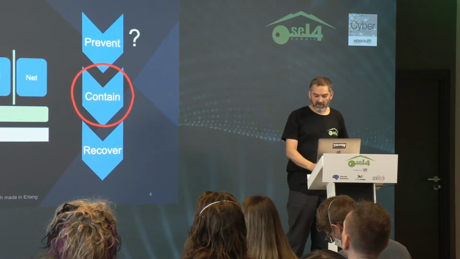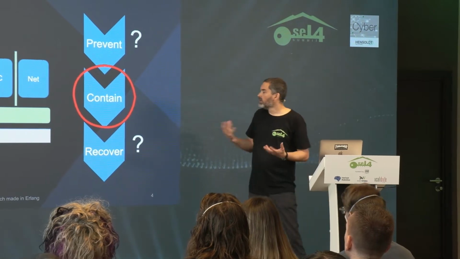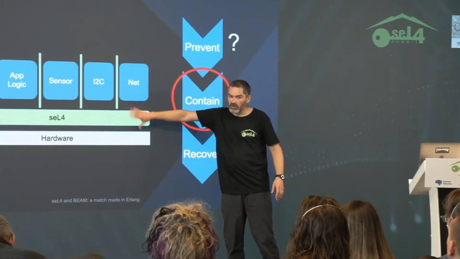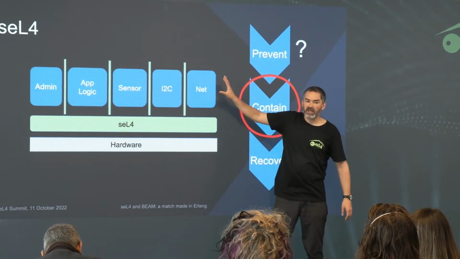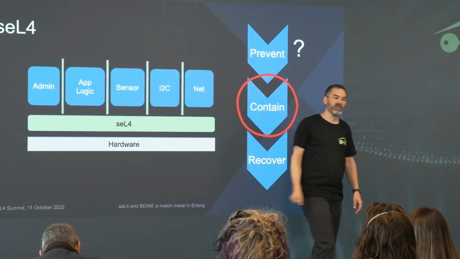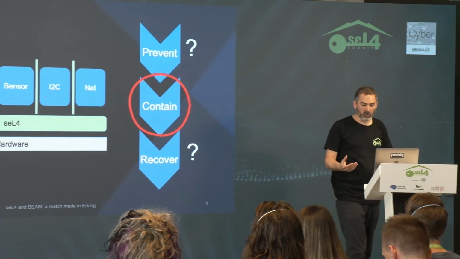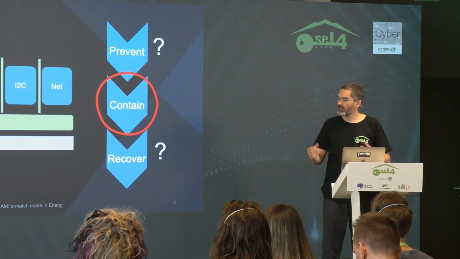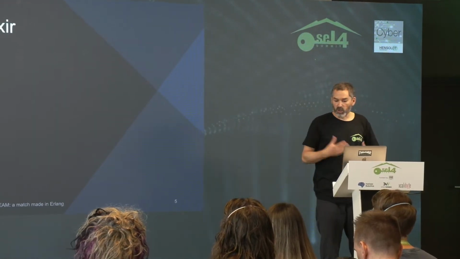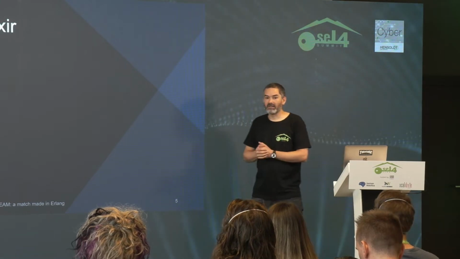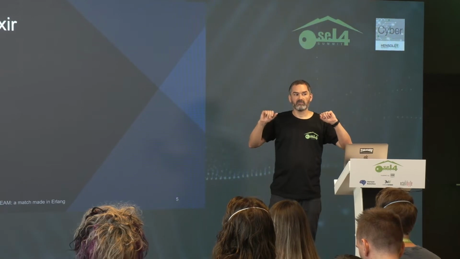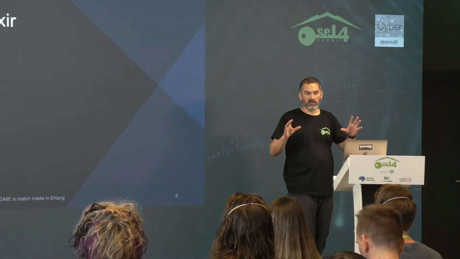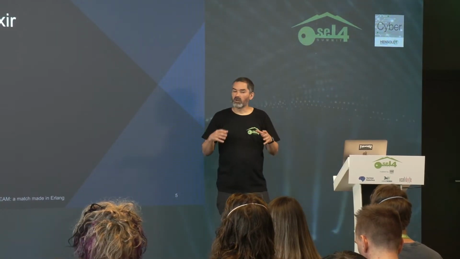But what about prevent and what about recover? Well, seL4 is verified, so we've got the prevention there, but we don't really have anything that prevents problems up here, and we don't really have any way of recovering from problems up here inherently in seL4. seL4 allows those things to be done, but we don't have anything that does that. So this is where I'm going to talk about Beam, Erlang, and Elixir as a way of filling those prevent and recover gaps. But I'll talk a little bit about what Beam, Erlang, Elixir is first.